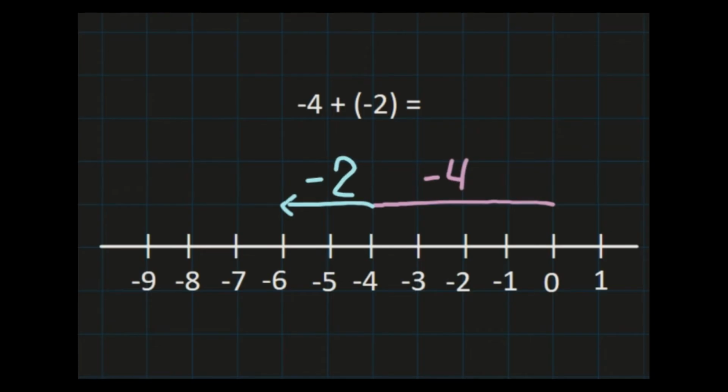And looking at our steps, which said to take the absolute value of 4 plus the absolute value of 2, 4 plus 2 is 6, and then to keep the sign of my add-ins, which were both negative, so I get a sum of negative 6.